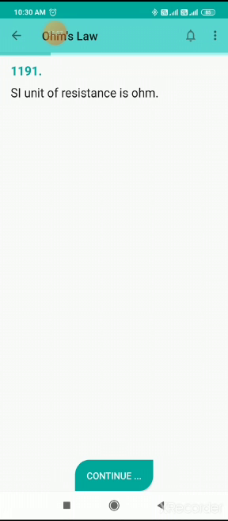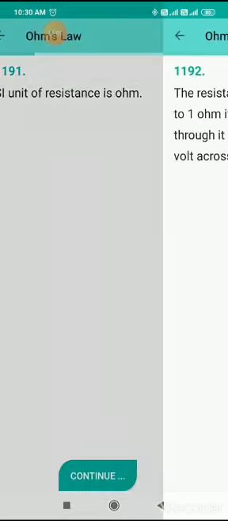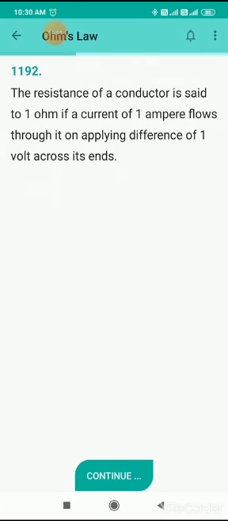So the SI unit of resistance is what? Ohm. The formula is R equals V upon I. Please remember it. Okay, Ohm's law, already begun.